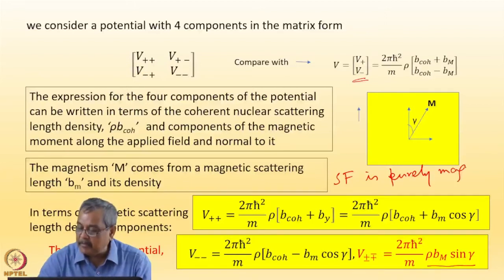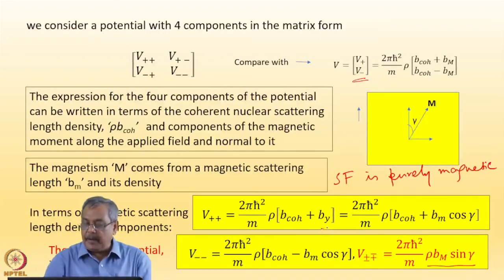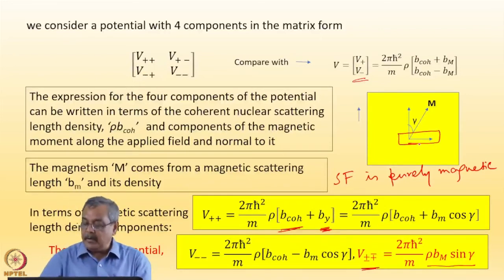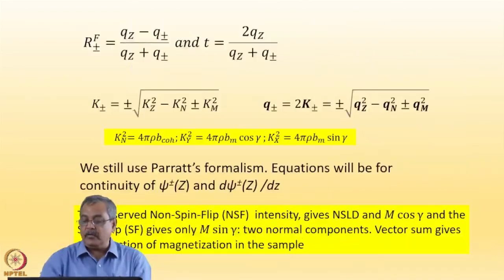Why do I mention this? Because you can see the non-spin flip part has nuclear as well as magnetic, either plus or minus. So this is similar to what I showed you for V plus and V minus. But here, the spin flip potential has its origin only in the normal component of the magnetic moment, and it's purely magnetic in origin.